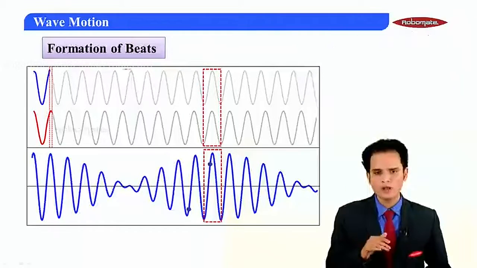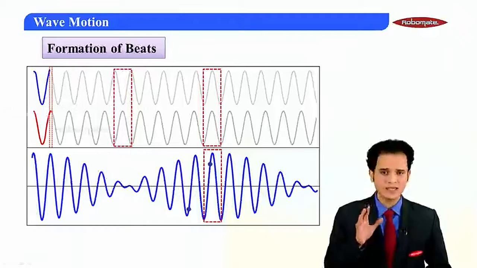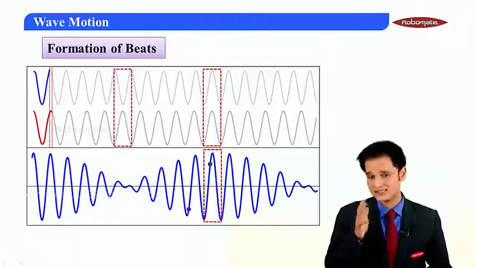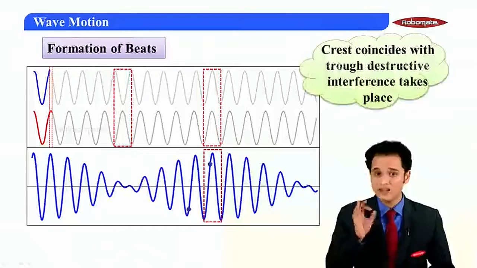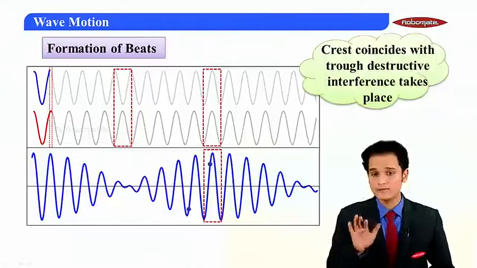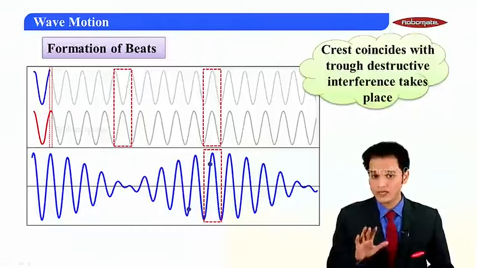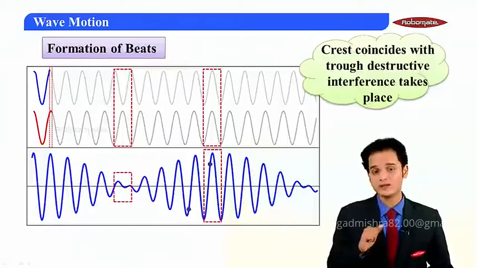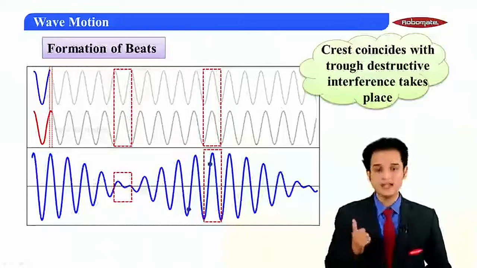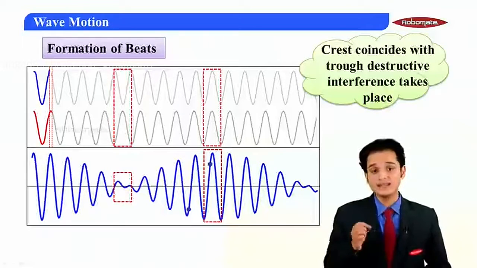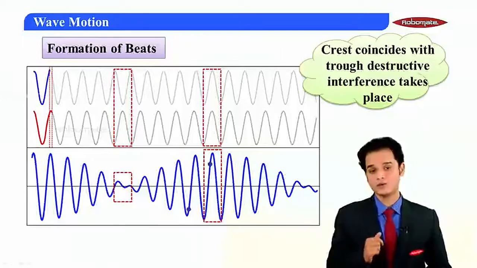Let us go ahead. Further, if we analyze this second red colored box that just came on the screen, can you see that a crest is coinciding with a trough? So very clearly, the resultant pattern will show no intensity or minimum intensity, and that is why, students, I say that destructive interference is going to take place.